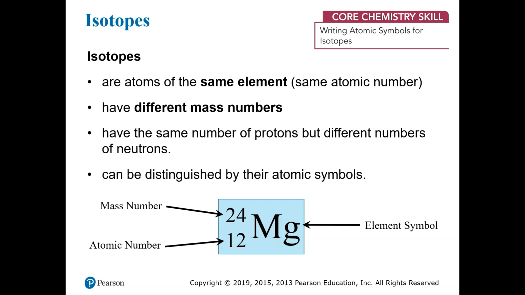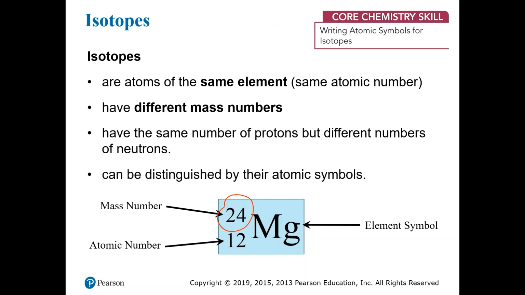Down here we can see magnesium, and its atomic number is 12, and so any atom that has 12 protons in its nucleus must be magnesium. That is the definition of what it means to be magnesium. But we also have this mass number. For magnesium, in this case, it's 24. Hydrogen, sometimes the mass number is 1, but there's also hydrogen that has a mass number of 2.